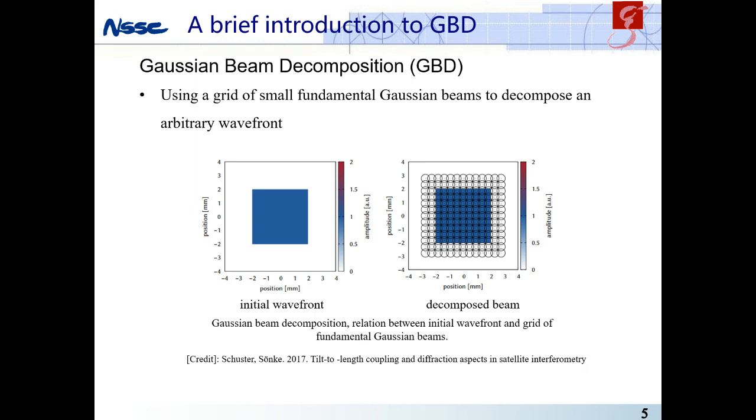As I mentioned before, both MEM and GBD are decomposing the arbitrary wavefront into a superposition of some description of the laser light. The GBD tells another story. It decomposes the arbitrary wavefront into fundamental Gaussian beams on a grid. This is the initial wavefront. These small circles are the fundamental Gaussian beams. The electric field is calculated by the superposition of these small beams.